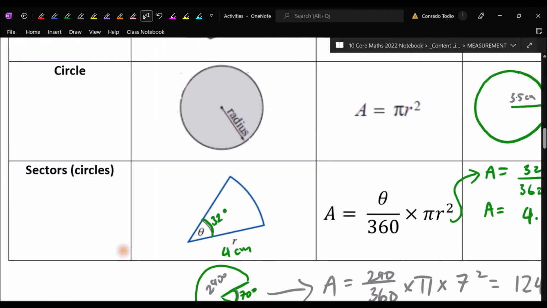Circle is probably the main thing. So on the circle formula, pi times radius squared, the r is the half length of that circle. Don't get it confused with the diameter. So diameter is the full length.